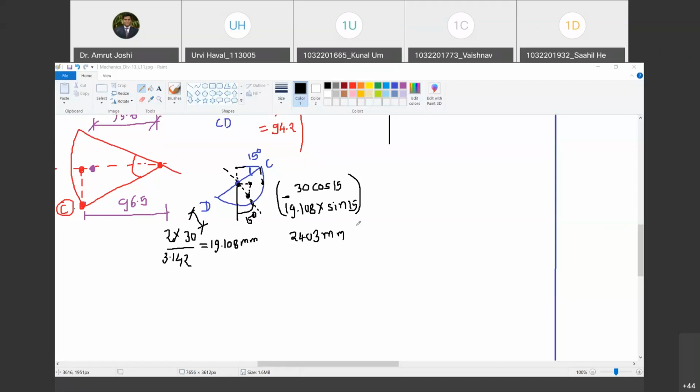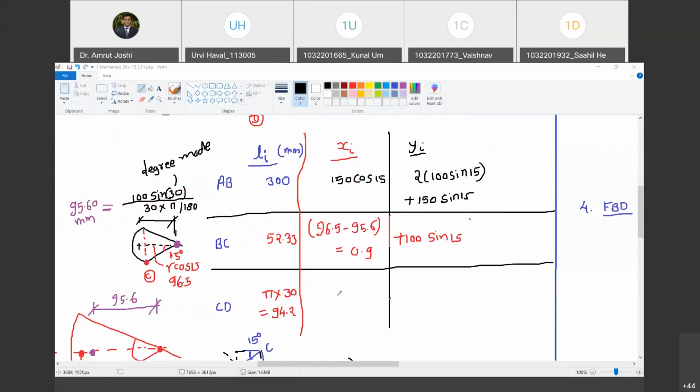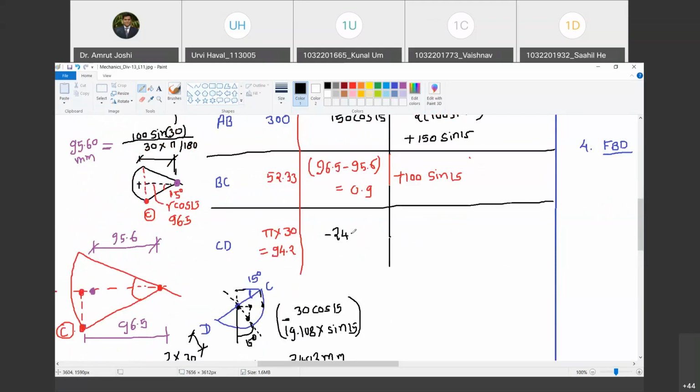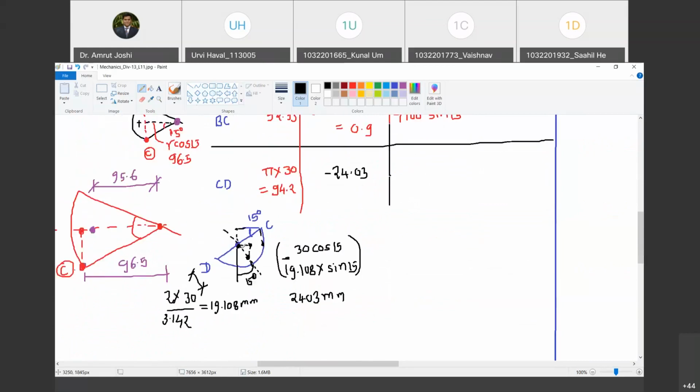This 24.03 mm is on the left hand side of C. Do you agree with me? Yes. So therefore I must give a negative sign to this. So this is going to be minus 24.03. Now I need to calculate the y coordinate of the centroid. The y coordinate of the centroid is nothing but the vertical component of this distance plus the vertical component of this radius. So this distance I have to add to this distance.